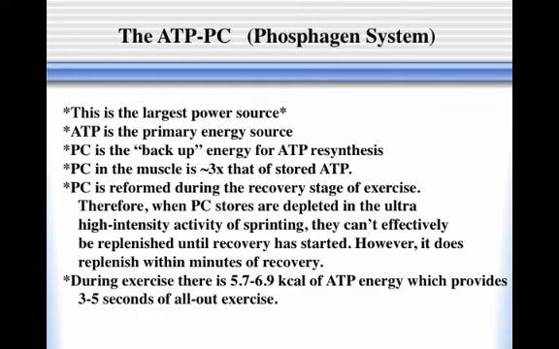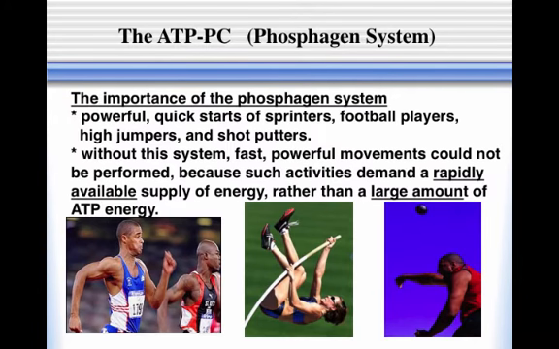The sports that utilize this system are any that require quick, powerful movements that don't last for a long period of time. They are for short-term and high-intensity activities. This would include quick starts of sprinters as they come out of the block, football players coming off the line, high jumpers as they explode over the hurdles, and shot putters as they launch the implement. Now consider your sport. What movements require the ATP-PC system?